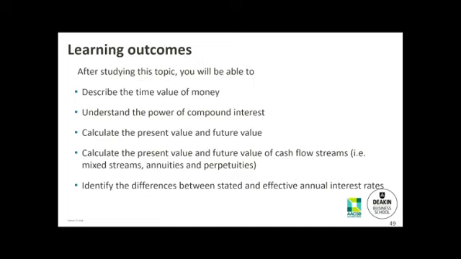All right, before we move to the workshop questions, here are the quick learning outcomes. After studying this topic, you will be able to describe the time value of money and the power of compound interest, and calculate both present value and future value, including present value and future value of cash flow streams: mixed streams of cash flow, annuity, annuity due, and perpetuity. Finally, you will understand the differences between the stated annual rate and the annual interest rate. Please note that in the annuity equation, sometimes we need to include the number of compounds, but with the same logic.